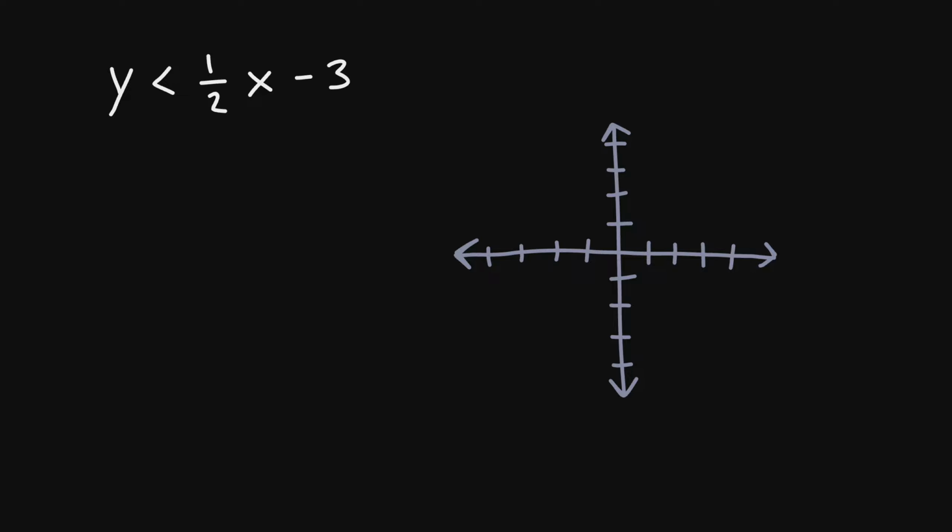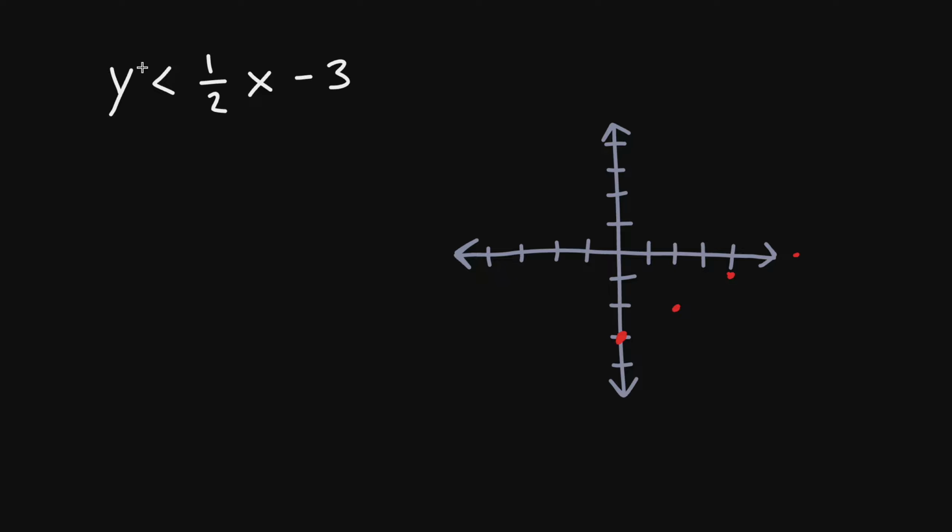Students are typically pretty familiar with graphing equations of lines. So if I had y equals 1/2 x minus 3, we would feel pretty good graphing that, right? You go down to -3, that's my y-intercept, and then at a slope of 1/2, so up 1, right 2, up 1, right 2, up 1, right 2, and connect the dots.